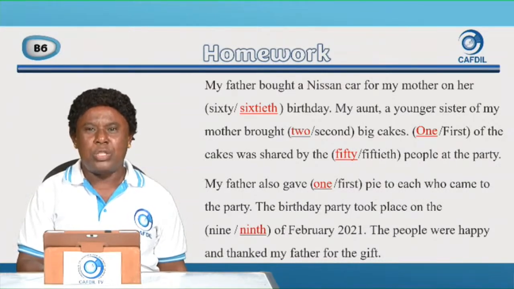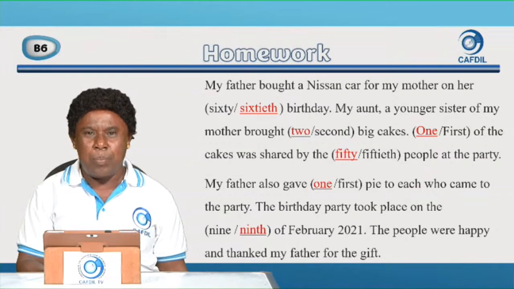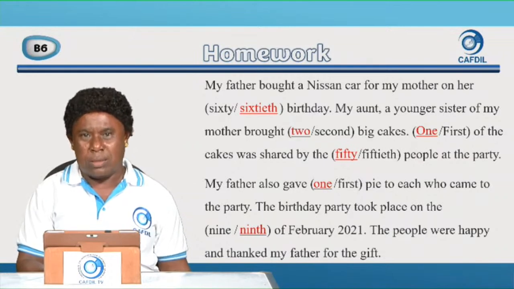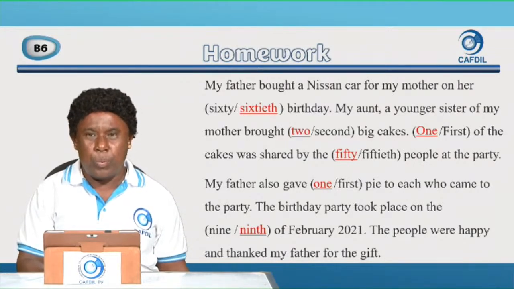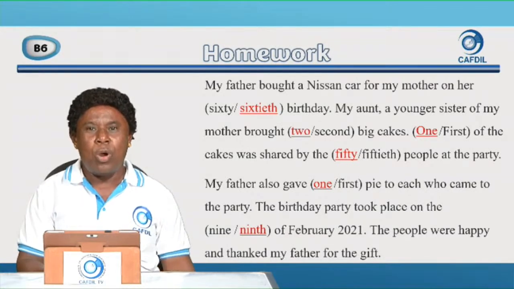The birthday party took place on the 9th of February 2021. The people were happy and thanked my father for the gift. So now we know how to use cardinals and ordinals. Cardinals show the number of people, and ordinals show position in a competition or examination, 1st, 2nd, 3rd, and etc. I hope you all had the homework correct. Good.